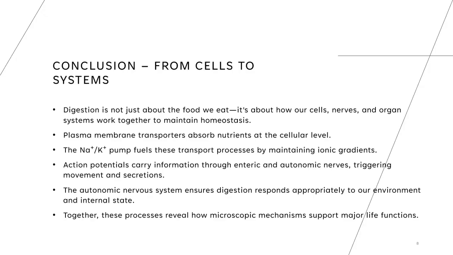Plasma membrane transports absorb nutrients at a cellular level. The Na+, K+ pumps fuel these transport processes by maintaining ionic gradients. Action potentials carry information through enteric and autonomic nerves, triggering movement and secretions.